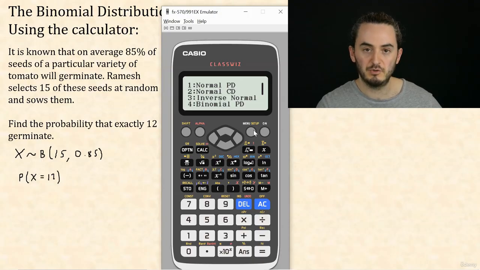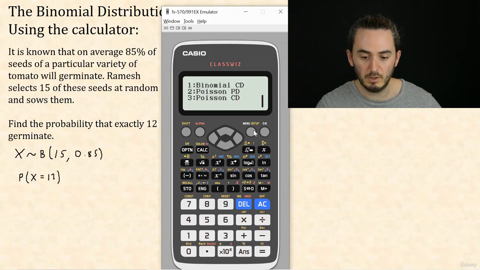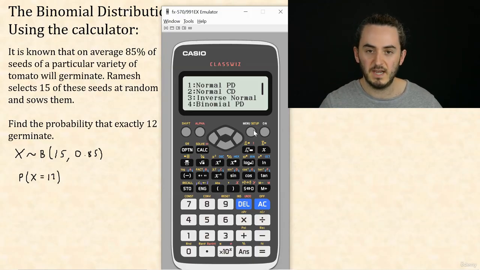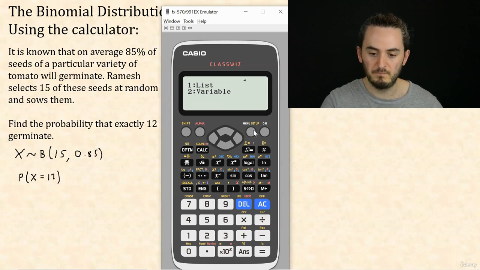Now you've got a range of different statistical distributions here. You've got a normal distribution, which comes up next year. Then we've got binomial PD, which we'll be using now. And if you scroll down, there's also binomial CD. The CD is a cumulative distribution. The PD is your probability distribution. So that's what we want now. So we use the PD if we're looking for the probability of a specific number. And in this case, it's the probability that X is 12. So I go with option 4.